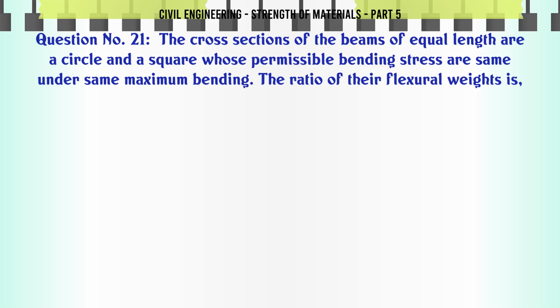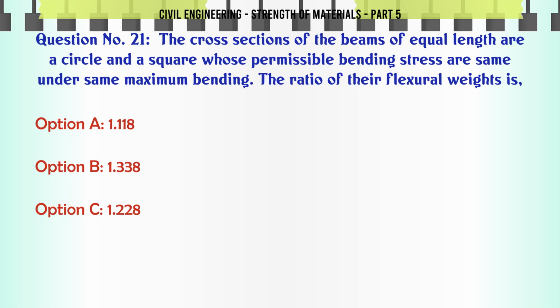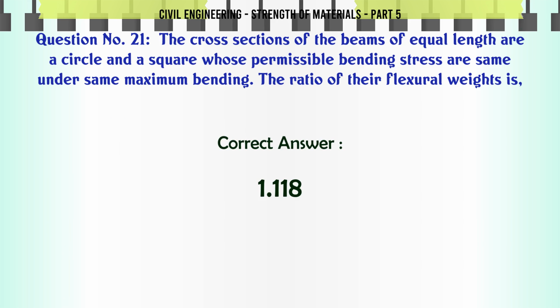The cross-sections of beams of equal length are a circle and a square whose permissible bending stresses are the same under the same maximum bending. The ratio of their flexural weights is A. 1.118, B. 1.338, C. 1.228, D. 1.108. The correct answer is 1.118.